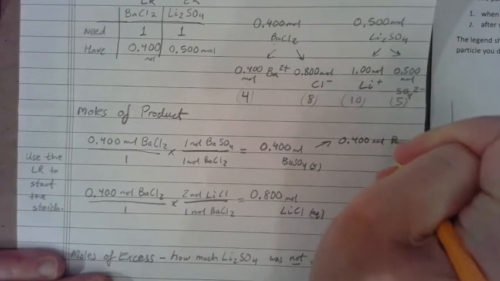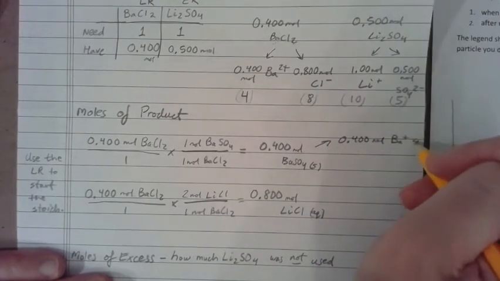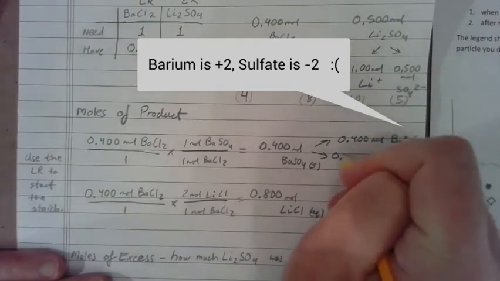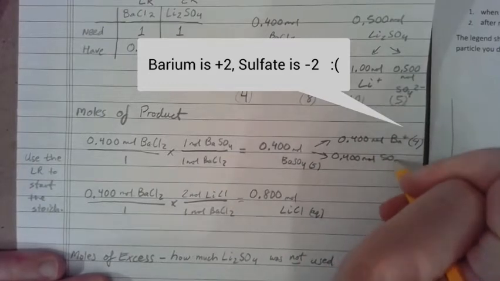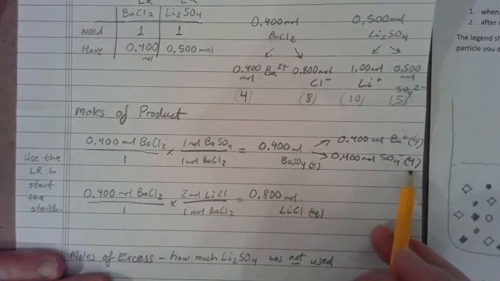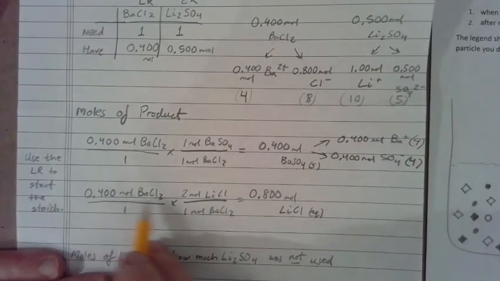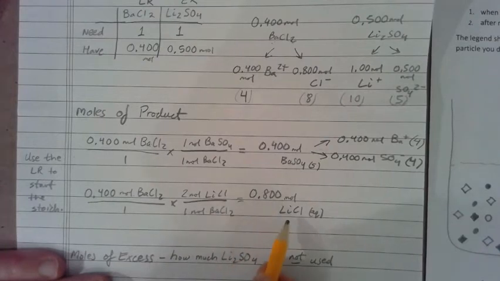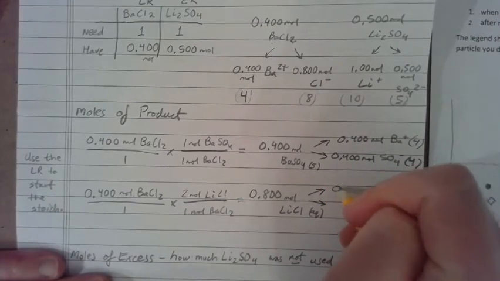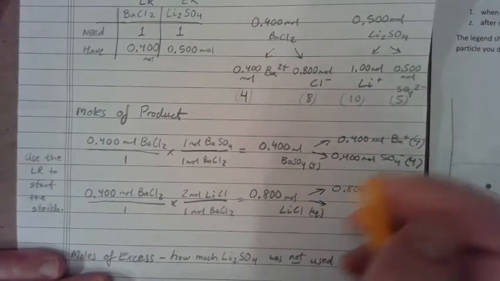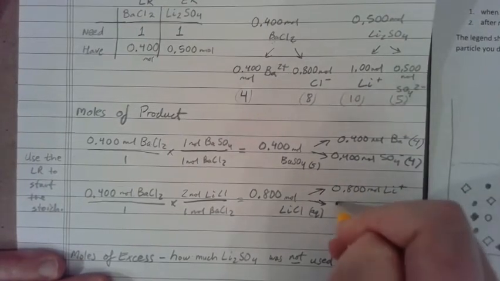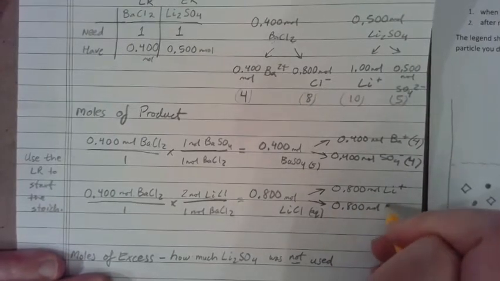So we're going to have 0.400 moles of barium ions. So that will be 4 particles when we draw it in our drawing. And that will also be 0.400 moles of sulfate ions. Okay? And that will also be 4 particles when we draw it in our drawing. We are also making 0.8 moles of lithium chloride. And again, this is going to form 0.800 moles of lithium ions and 0.800 moles of chloride ions.